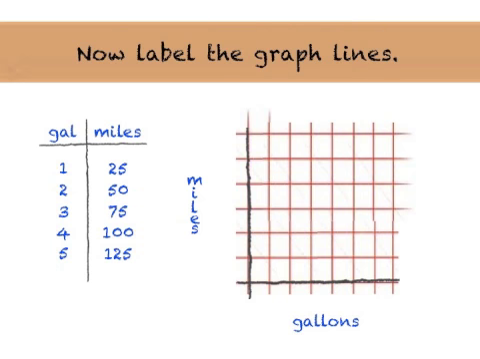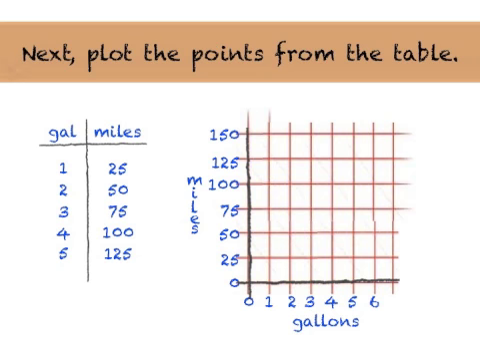First we'll put in our 2 zeros, then our gallons, and then our miles. Next we'll plot the points from the table. Our first point is (1, 25), then (2, 50), (3, 75), (4, 100), and (5, 125). The points make a line, so we see again that a constant rate of change gives us a linear relationship.